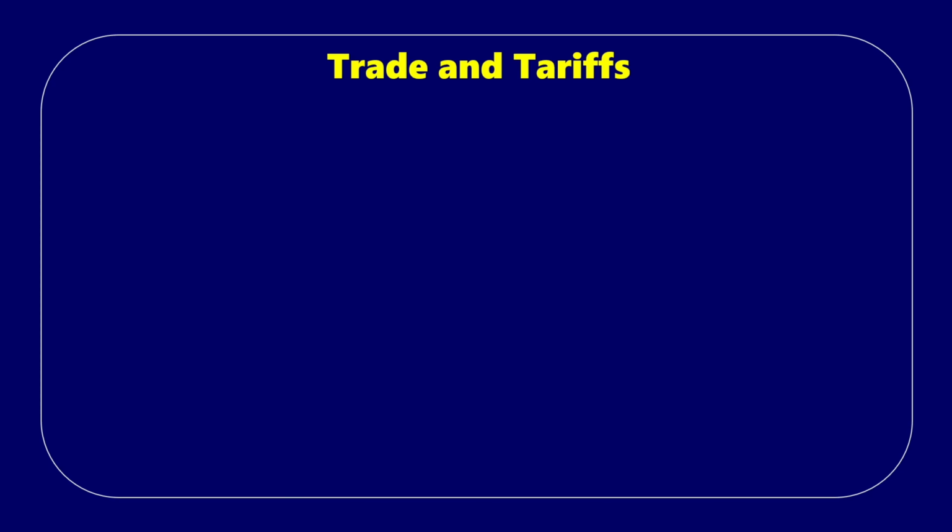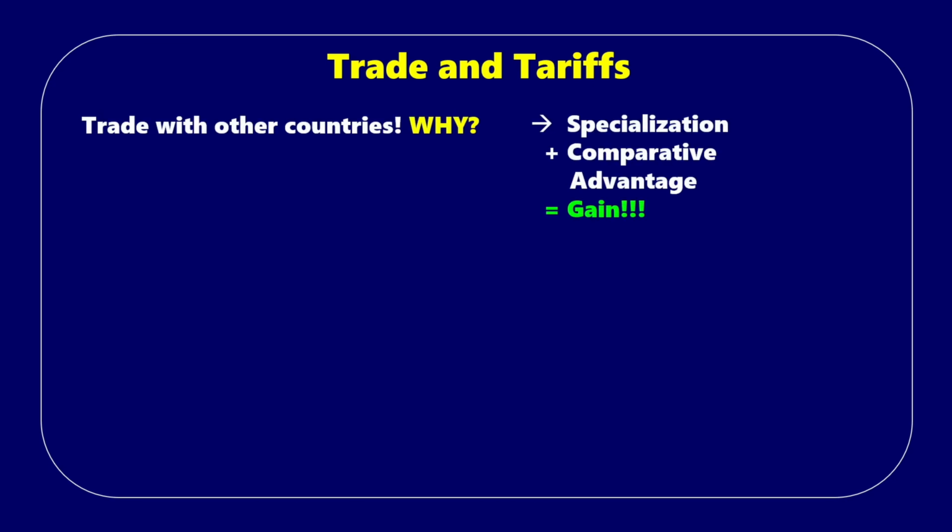Okay, let's take a step back to Unit 1, where we learned why countries even trade in the first place. We learned that countries trade because of specialization and comparative advantage. Instead of making everything themselves, countries focus on what they're relatively best at, and then they trade for the rest. That means lower costs, more choices, and higher total output for everyone involved.